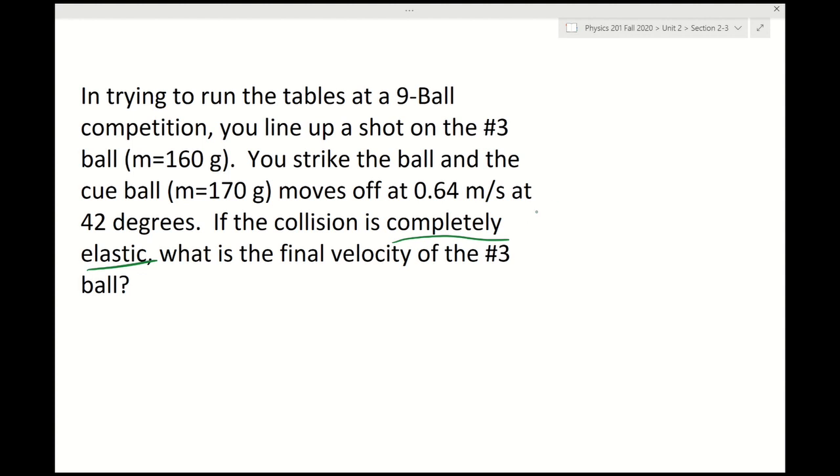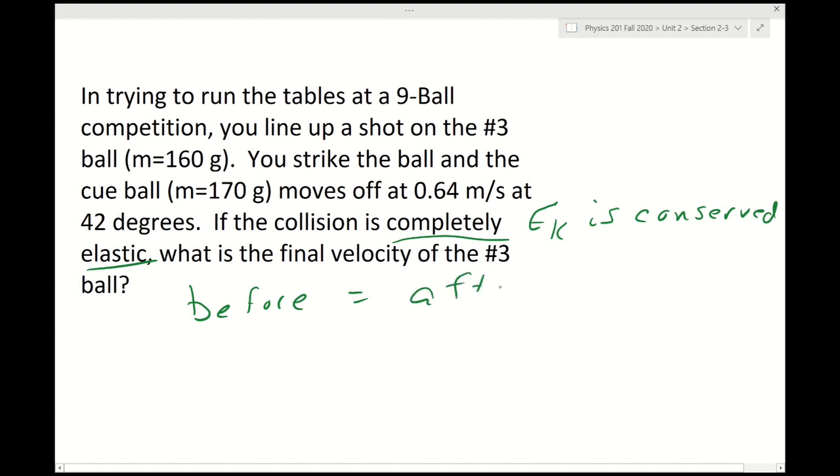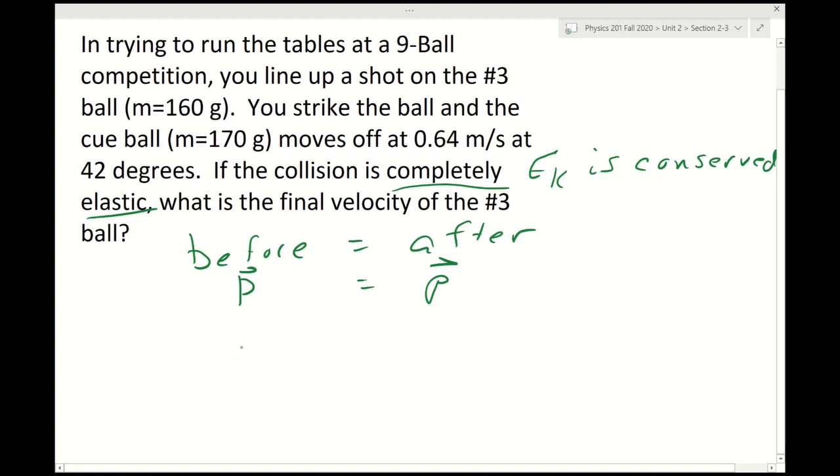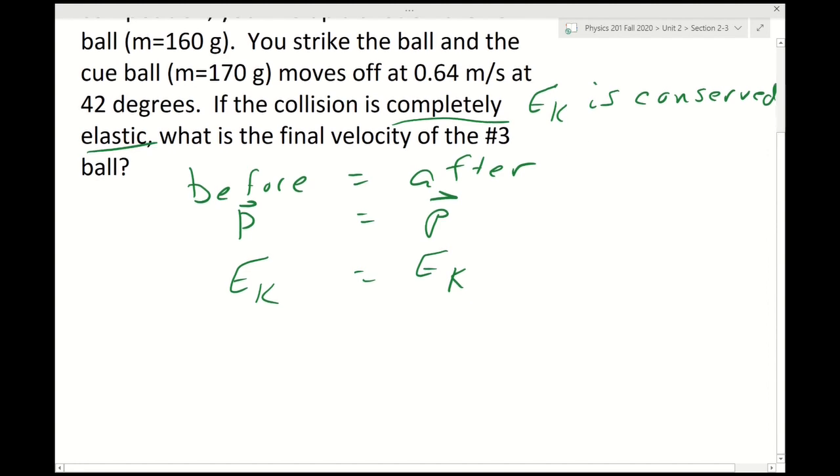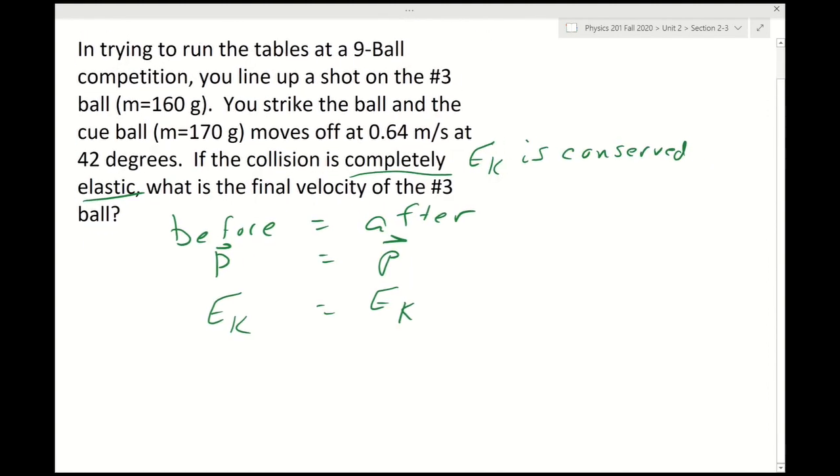Well, the fact that it's completely elastic tells you that kinetic energy is conserved. So that means the before equals the after for both momentum and kinetic energy. So let's set up the momentum first.